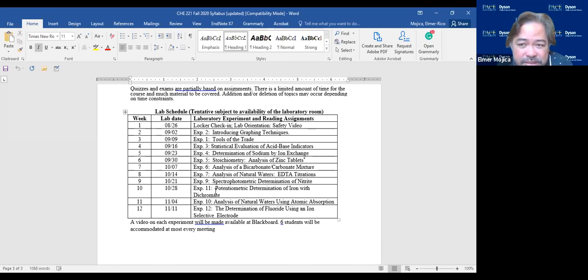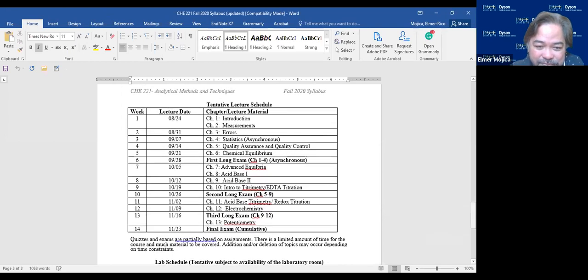If you look at the schedule that we have, we're only going to meet 4 more times in the lab. In the lecture, this is the only meeting that we have after today. You have a second exam next week, and then we have 2 more lecture meetings: the acid-base titrimetry and redox titration, and then the electrochemistry. And then after that, we have the 3rd long exam.